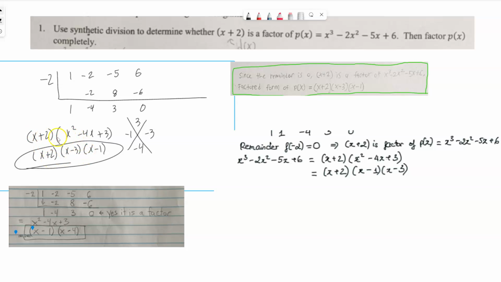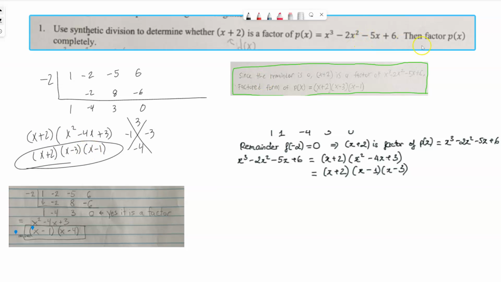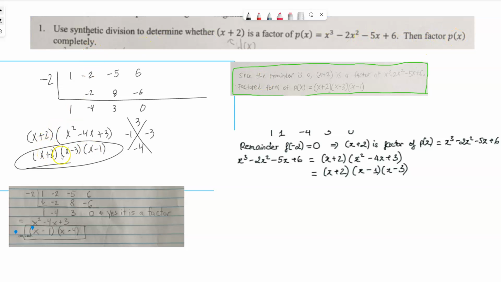What is missing is the labeling. This says factor p of x completely. So here is a factored form, but what is it? Labeling this p of x equals, like this, all of a sudden I know what this answer represents. Because down here, they worked out the factoring like we see up here on the right side, and they left that as the answer. Now that's the wrong answer. This one here is the right answer, but I can't tell because it's not labeled.